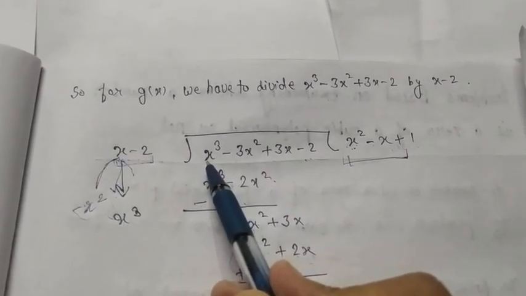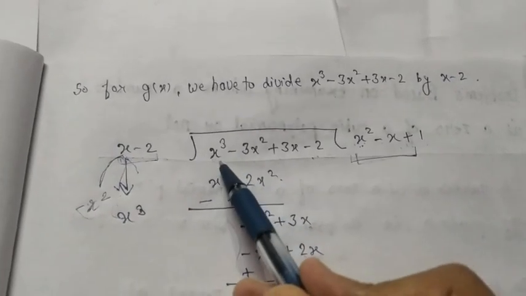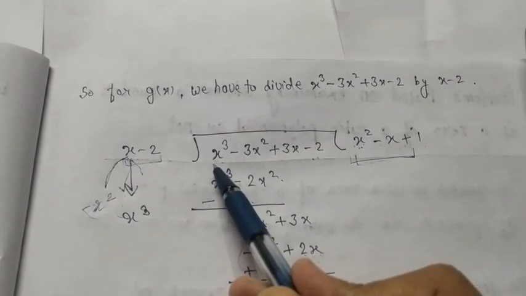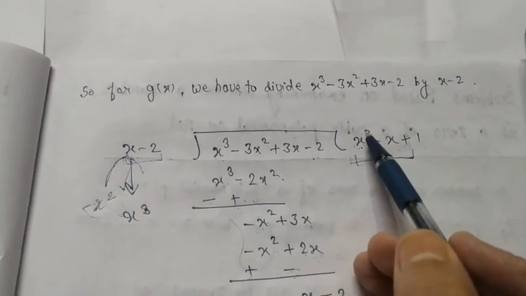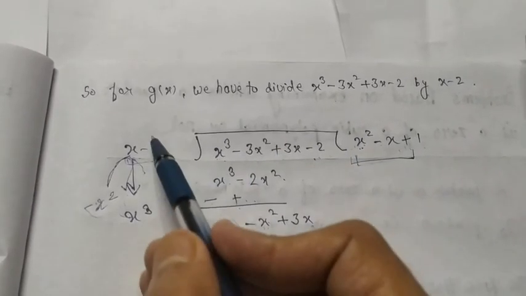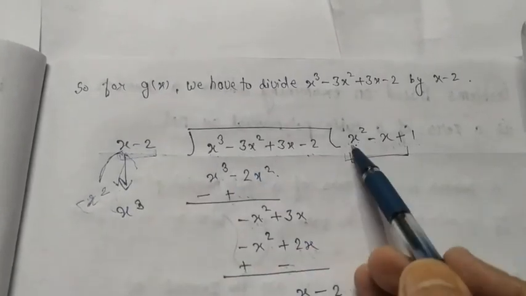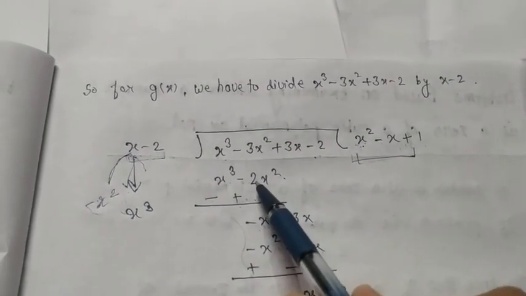So see, here is x and here is x cube. I want x cube now. So in x, what should be multiplied to get x cube? I think x square. So I have written x square here, and that x square will multiply to the whole term. So one by one we will do. x into x square will be x cube, and minus 2 into x square is minus 2x square.